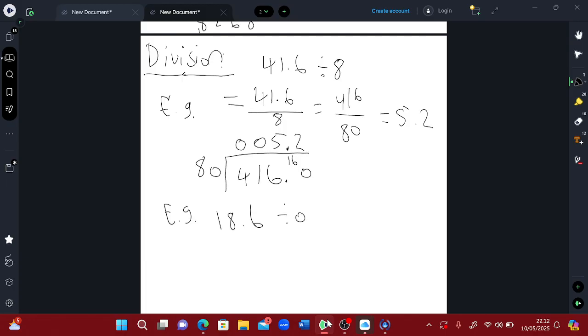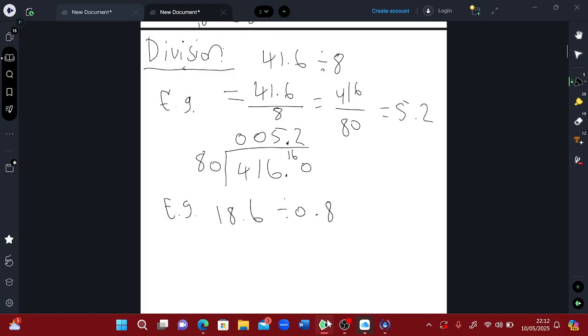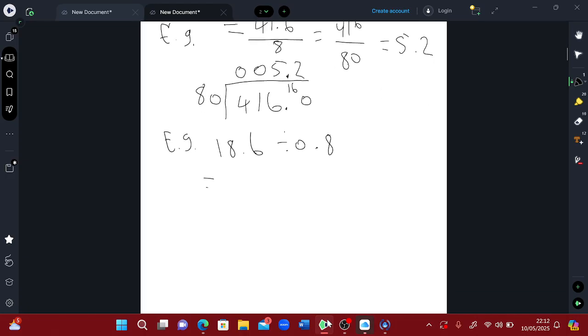18.6 divided by 0.8. Cool. Again, I like to convert it as a fraction. 18.6 over 0.8. Both are decimals this time. If you times by 10 on either side, you move the point to the right by 1. So that's going to be the same as 186. And with equivalent fractions, you have to do the same to both sides.